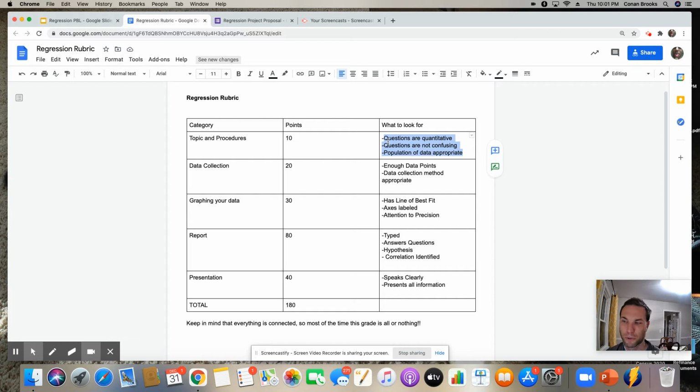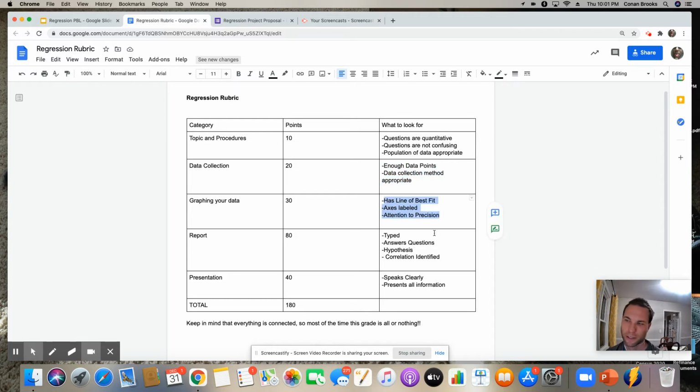And that'll be approved through email, so you need to start checking your email every day if you're not already. You're going to collect the data, and you have to have a minimum of 30, so you have to have enough data points. The more you have, the better. And then you're going to graph your data, so you're going to make a graph.